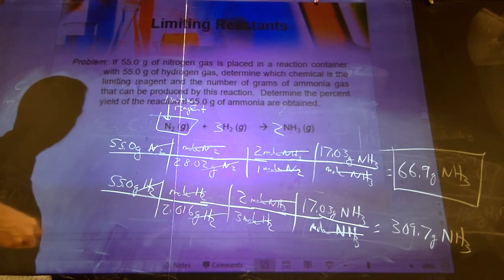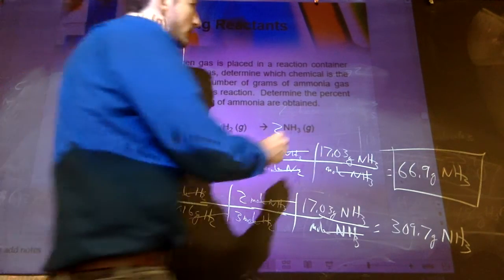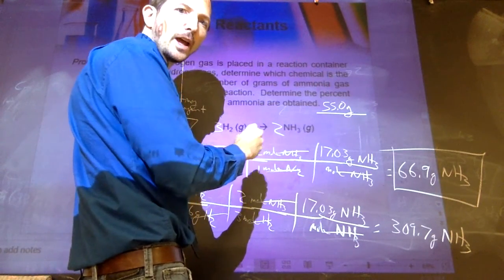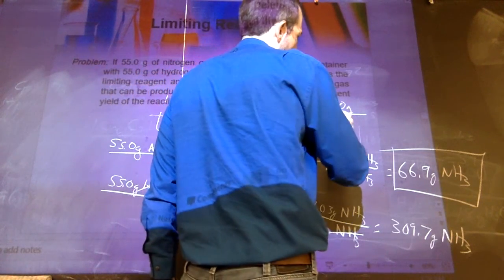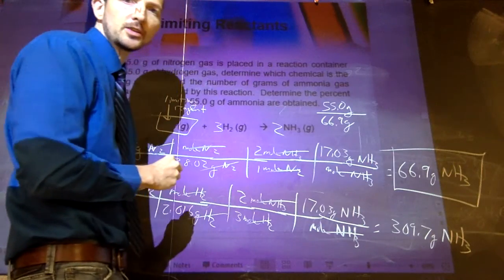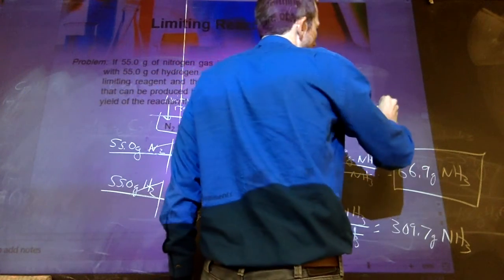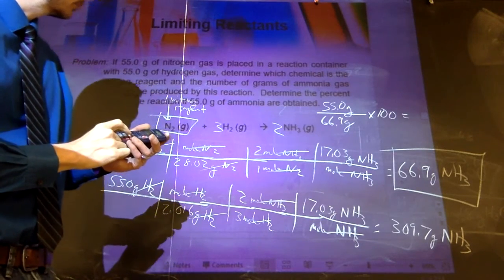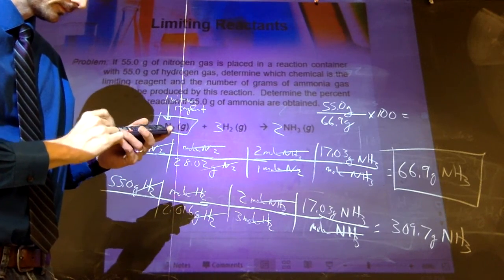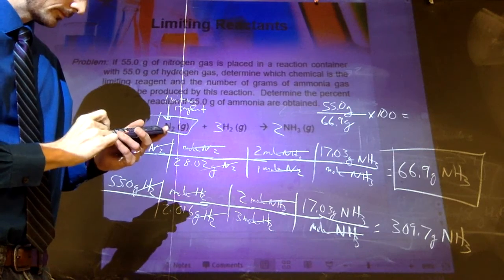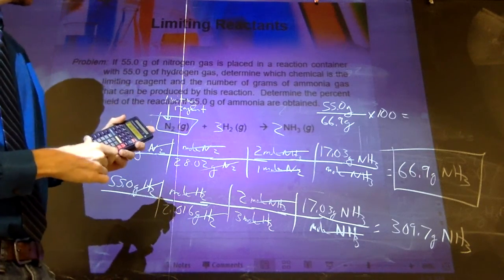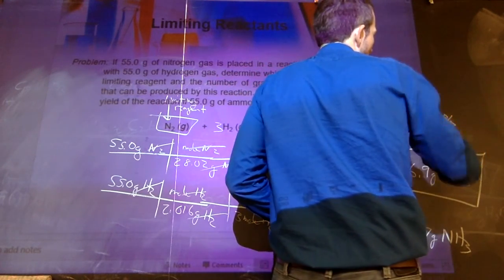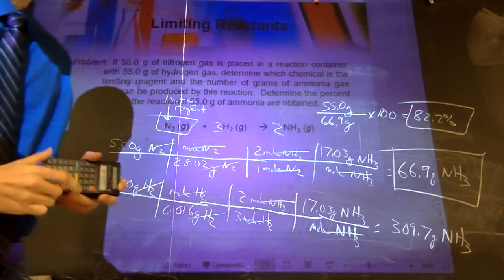And so my percent yield then would be 55 grams, which is my actual yield, what I actually got. Theoretically possible is 66.9, times 100. So I get 82.2% for my percent yield.